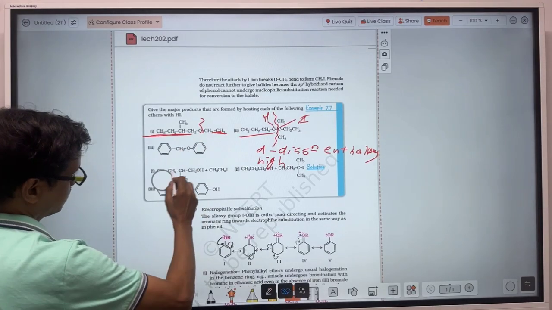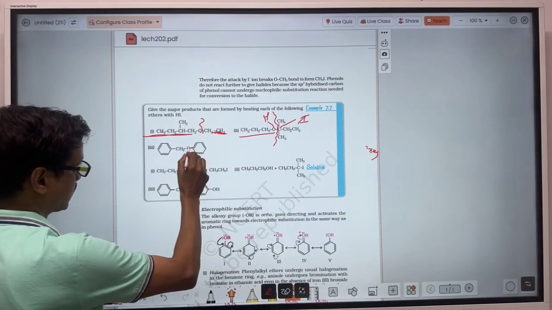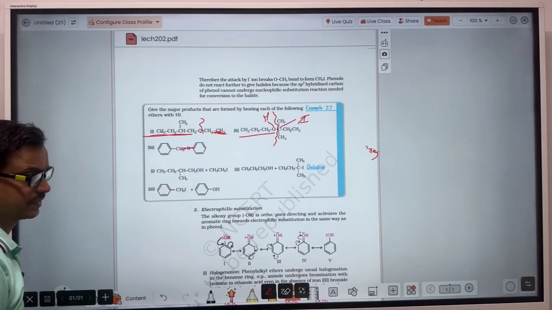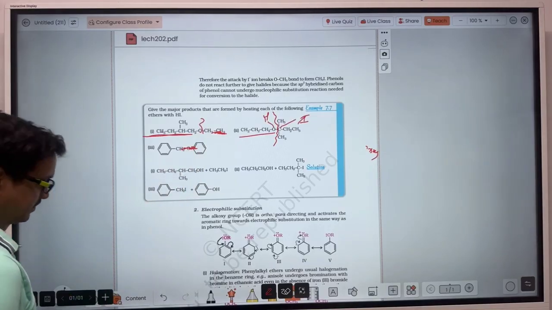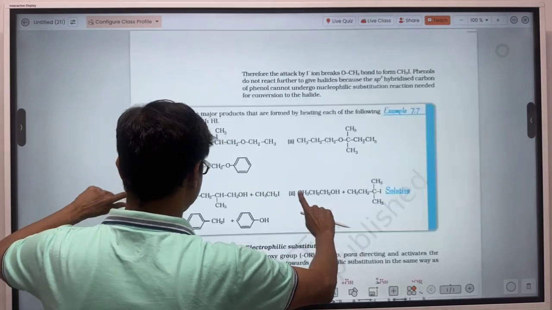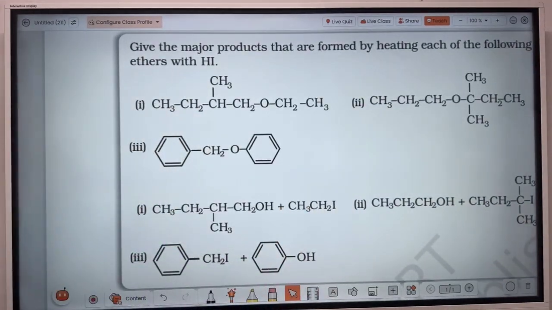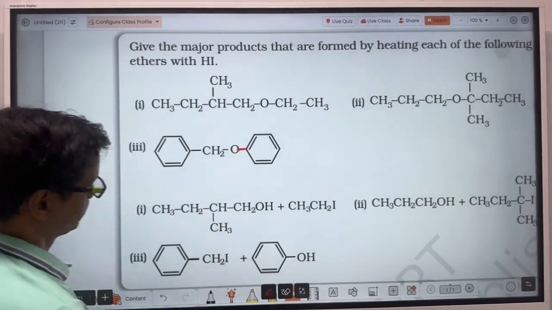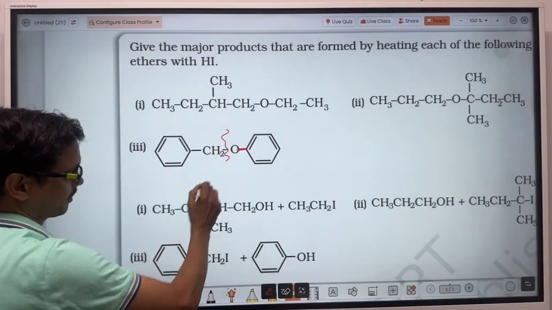So that's why in this case, because the bond dissociation enthalpy between this carbon and this oxygen is high, and between this one it is less compared to this bond, so that's why between these two the cleavage will not take place. Let's see here. Between these two there will be partial double bond character. That's why the bond will not dissociate from here. So the bond will dissociate from here.